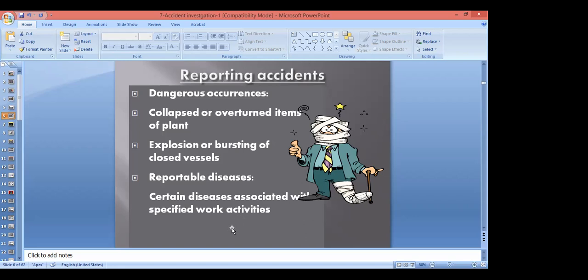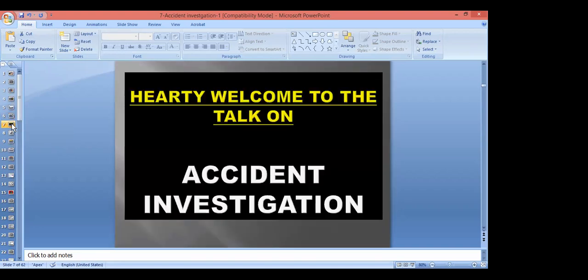Then reportable diseases. Reportable diseases in the sense certain diseases associated with specified work activities. We can also call them notifiable occupational diseases or notifiable diseases, which is Schedule 3. I think now it has become 31 notifiable injuries or diseases. One is dangerous occurrence, which is the collapse of the plant or explosion. Then reportable diseases, which are also called notifiable diseases, which is Schedule 3 in the Factories Act.